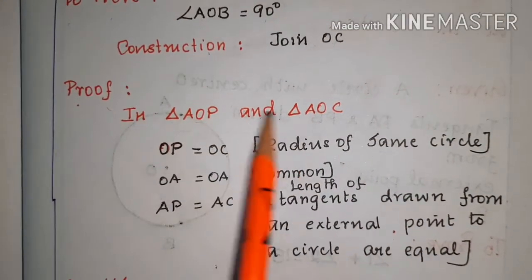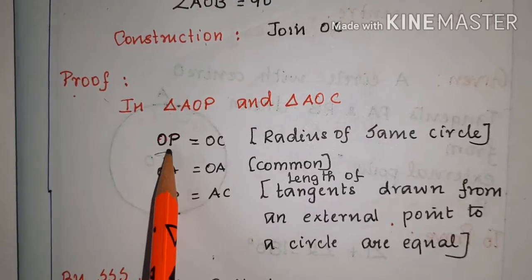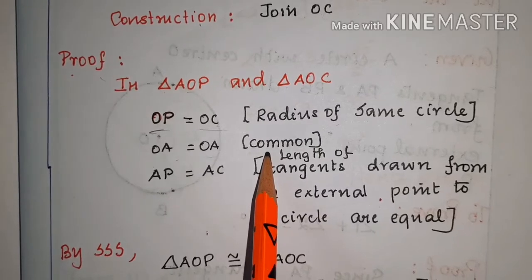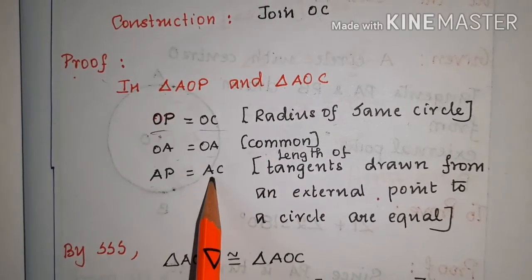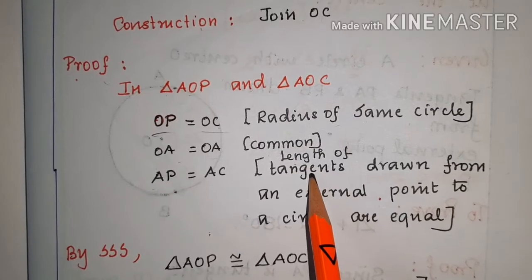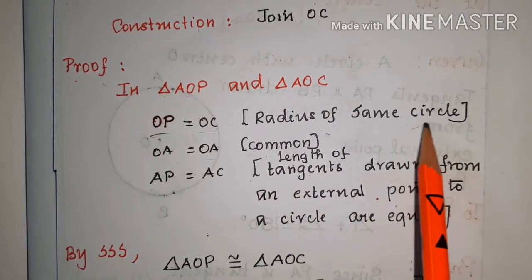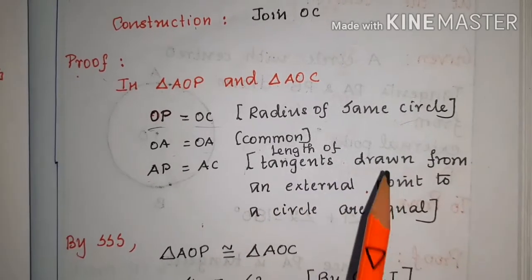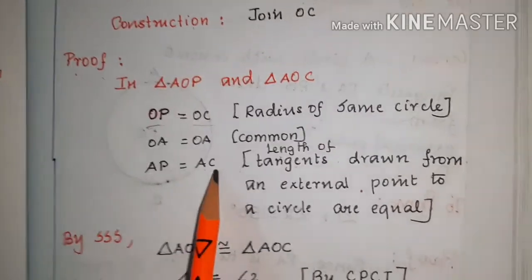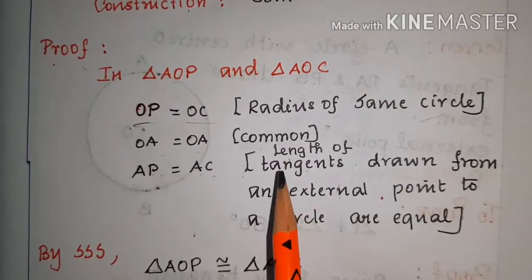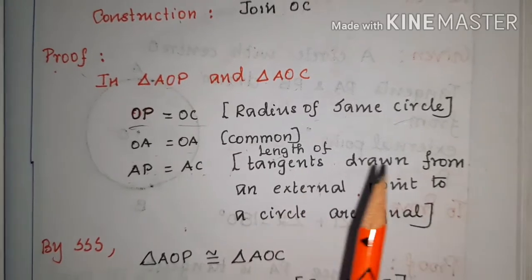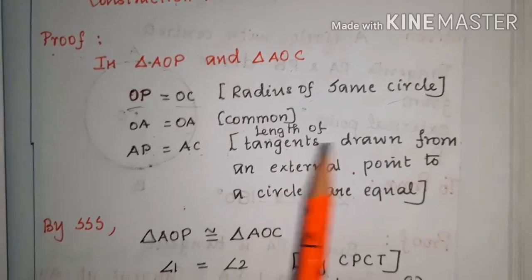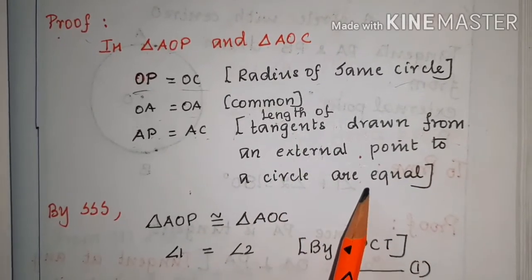Okay, so now coming to the proof. In triangle AOP and AOC, as I said, OP and OC are the radius of the circle and OA is the common side for both the triangles, and next AP and AC are the length of the tangent. Children, this reasoning is very important. You shouldn't skip this. So reasoning you must write. It carries marks. How do you say they are equal? So the reasoning is very important. So what do you write? Length of the tangents drawn from an external point to a circle are equal. That's all.